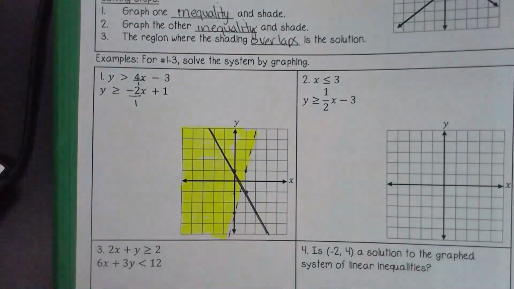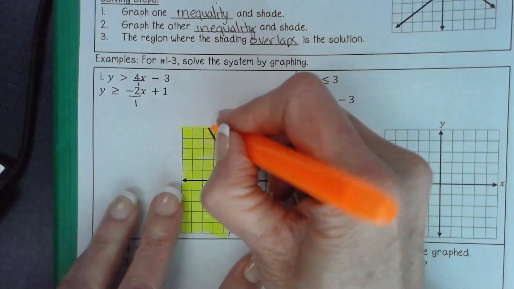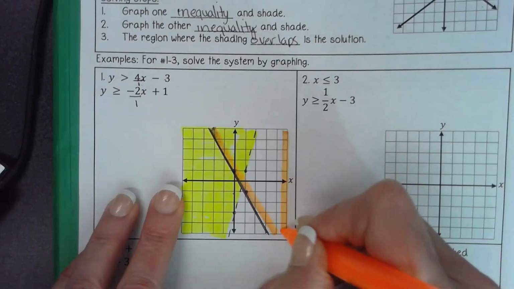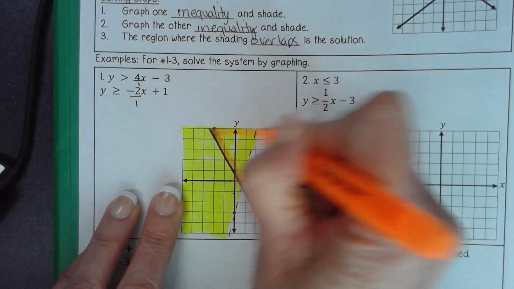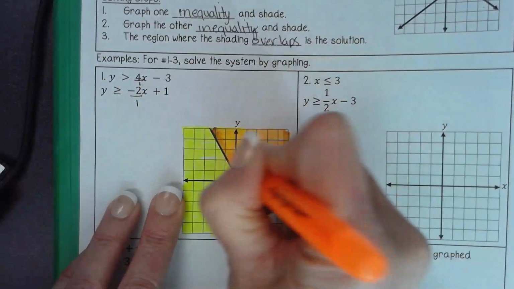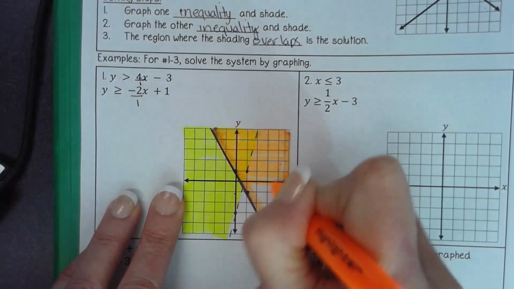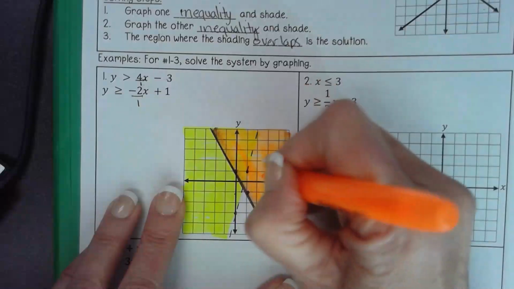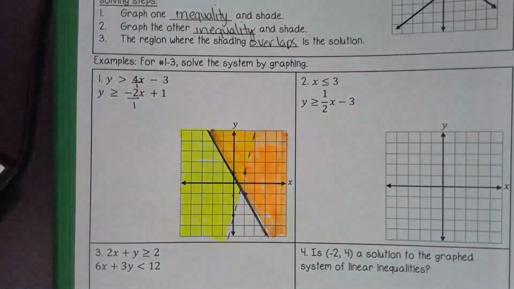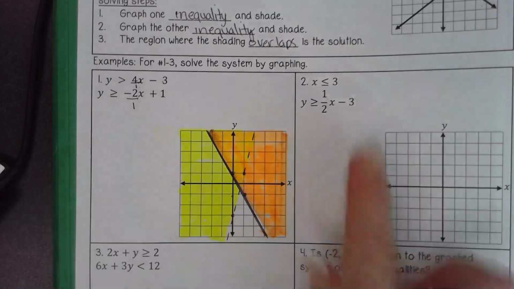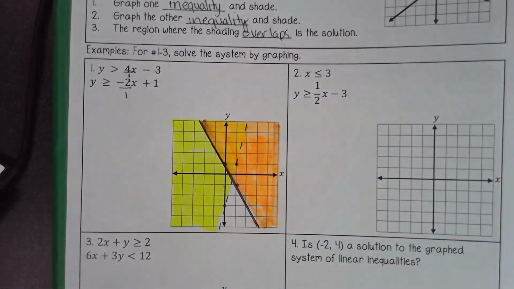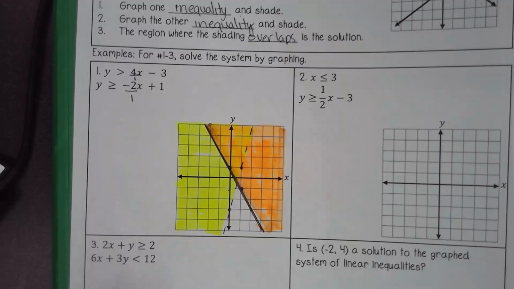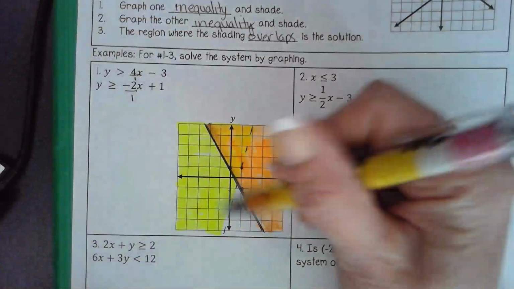Okay, so I'm going to get me a different color highlighter. I'm going to follow this new line and color this in. Okay, now, just so you know, this whole picture is not the answer. We have not really designated the answer yet. The answer is where the shading overlaps. Okay, so where is the overlap at?